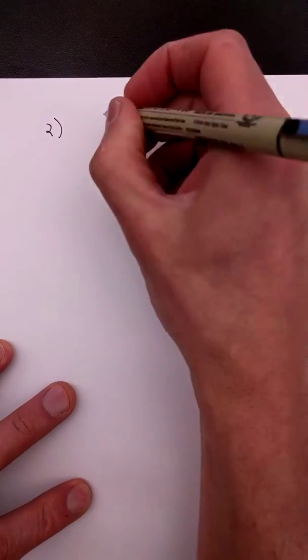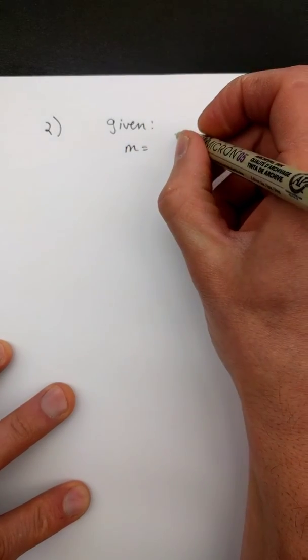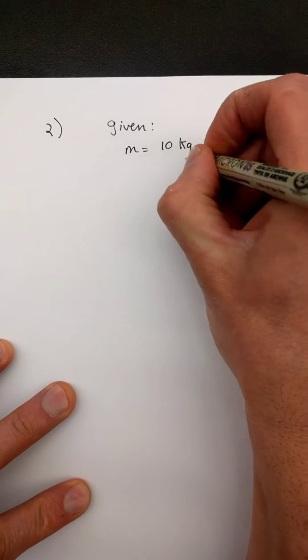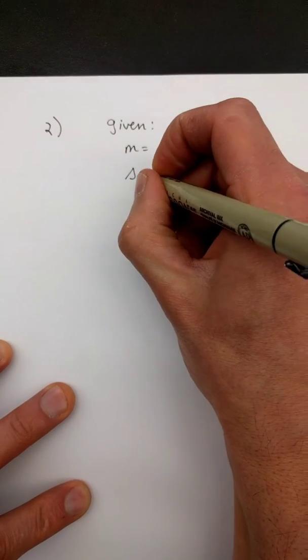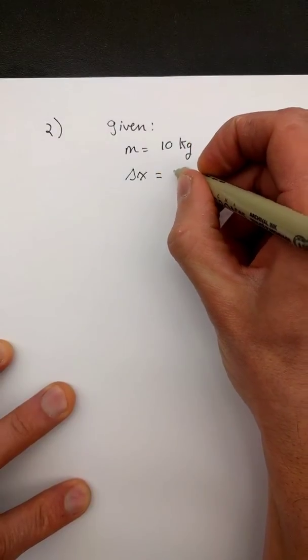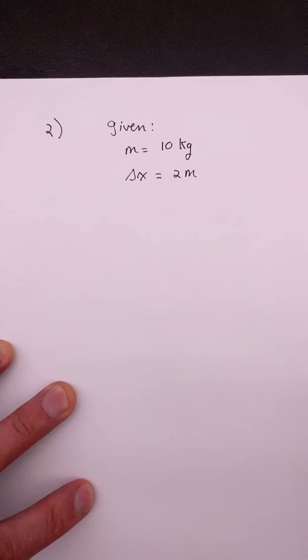Problem 2. How much work is done lifting a 10 kilogram rock 2 meters? Well, given the mass of our rock is 10 kilograms, and you lift it a distance or to a height, delta x is 2 meters, or sometimes you can see that listed as a height or a change in height. So just look out for whether or not sometimes things say h or delta h for the change in height. Okay?